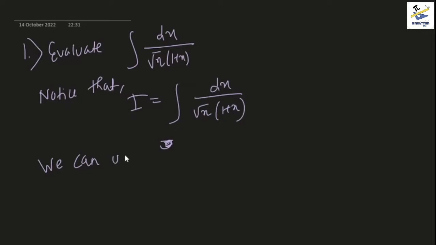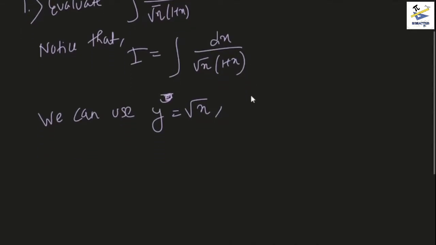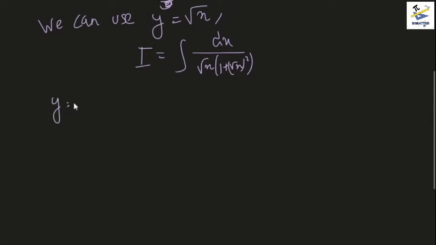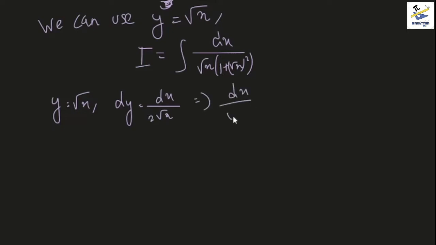So we can use y equals to root x. The reason is, which I will show you why I am using this substitution here. I equals to dx by root x, and this 1 plus x can be written as root x whole squared. That is the reason I used it. So y equals to root x would give me dy equals to dx by 2 root x. Then dx by root x would just be equals to 2 into dy, right?